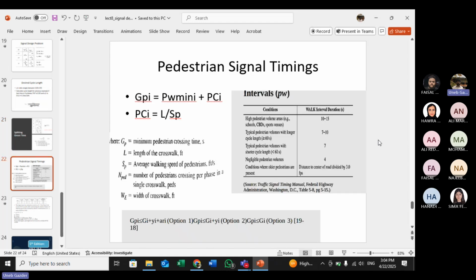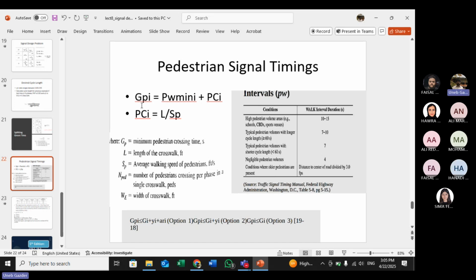Moving on to the last step of signal design, which is the pedestrian check. Once you design the signal, we need to check if the signal timing is enough for the pedestrians or not. The last step has 3 tasks, 3 activities. The first activity is to calculate the pedestrian required time, how much time the pedestrian requires. So we will start with that.